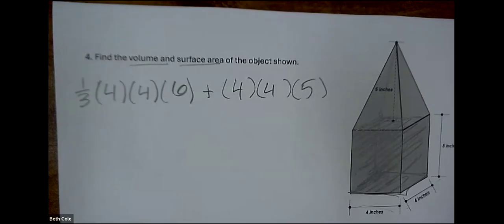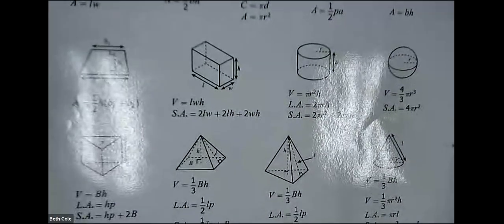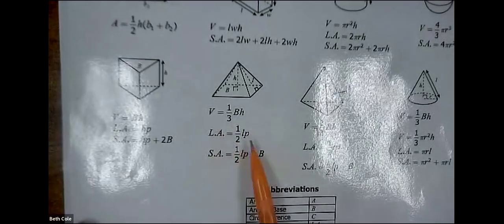Let's go back and do surface area. So find your pyramid, and you're going to find surface area. Now we want the amount around the outside. So it's not actually surface area. The one we want is lateral area, just the amount around the outside, because we don't need the bottom of it. So it's 1/2 LP.